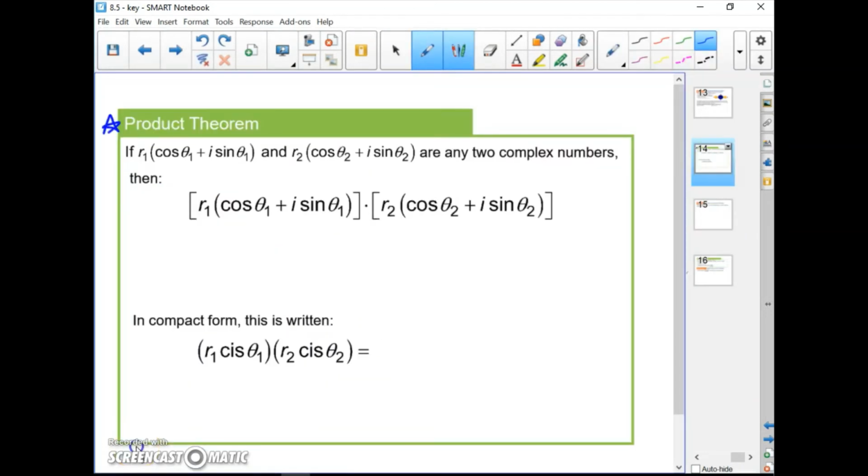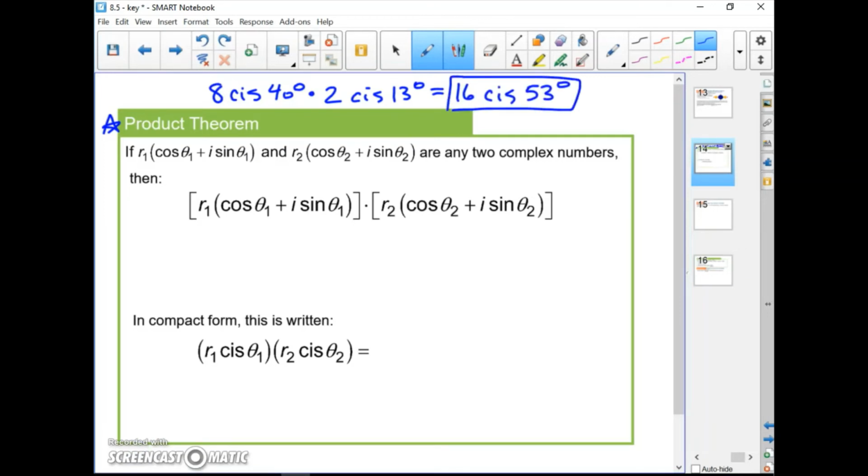The product theorem allows us to multiply two vectors in polar form. So if you had something like 8 cis 40 degrees times 2 cis 13 degrees, we're going to end up having 16 cis 53 degrees. That's the product. So in general form, I like its compact form. You multiply the two magnitudes, and you're going to add the two angles.